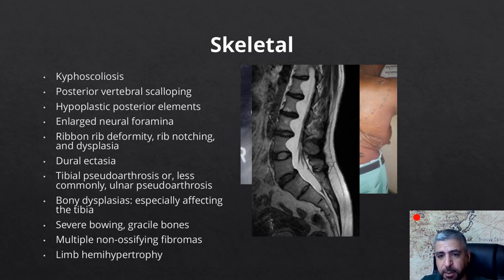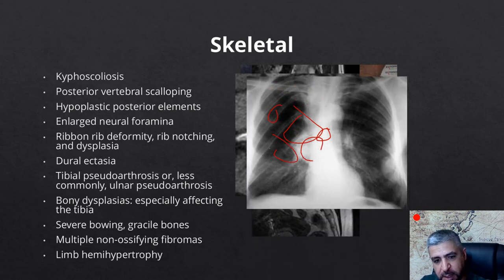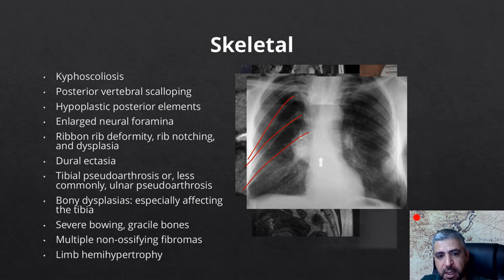And hypoplastic posterior elements as a result of this vertebral scalloping. The posterior elements will be small, thin, and hypoplastic, like here. Also, what else do we see? We see enlarged neural foramina, and ribbon rib deformity or rib notching and dysplasia. You can see these ribs are ribbon-like. They are flat, narrow, long, and there is rib notching.